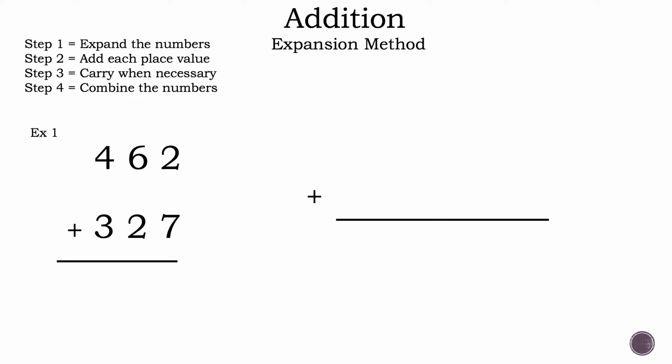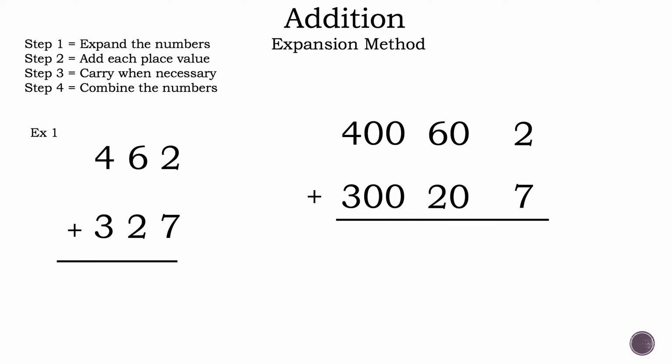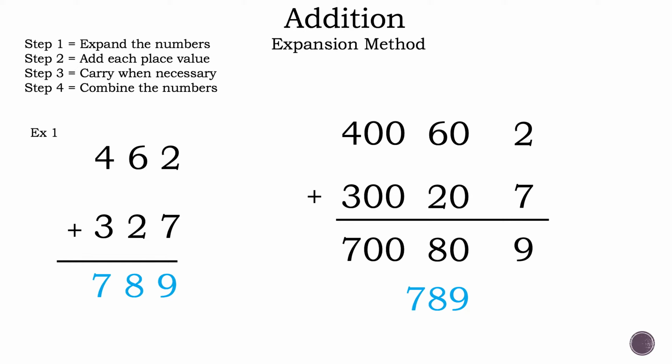So let's take a look at 462 plus 327. Some of you may have already been able to do that already, but let's go ahead and expand those numbers so that you can see how it's done. So now we're going to go ahead and add the first place value, which is 2 and 7, which is 9. The next place value is 60 and 20, which is 80. And the last place value of 400 and 300, which is 700. Now we combine the numbers, move it over, and your final answer is 789.